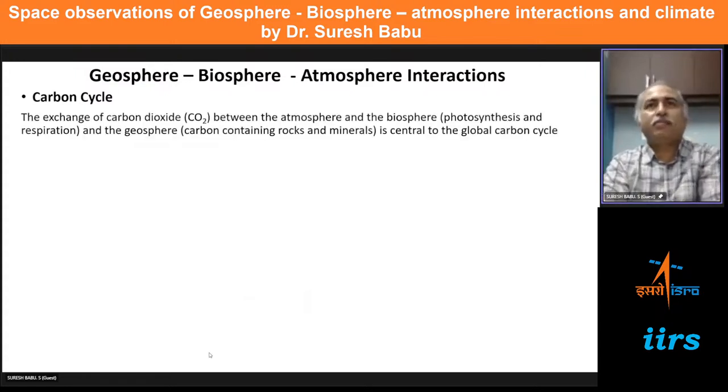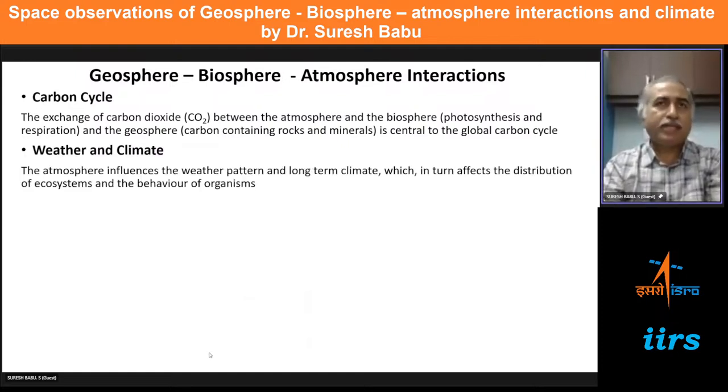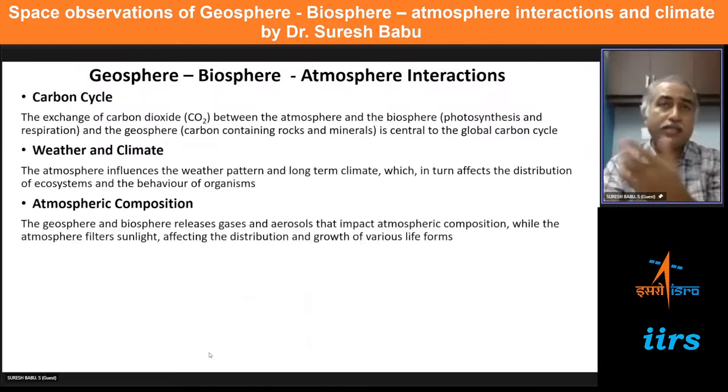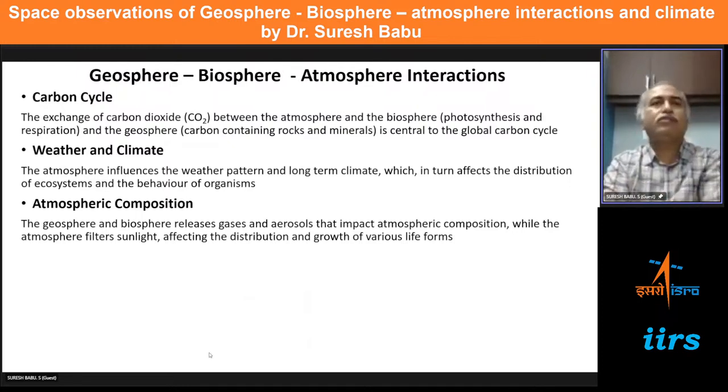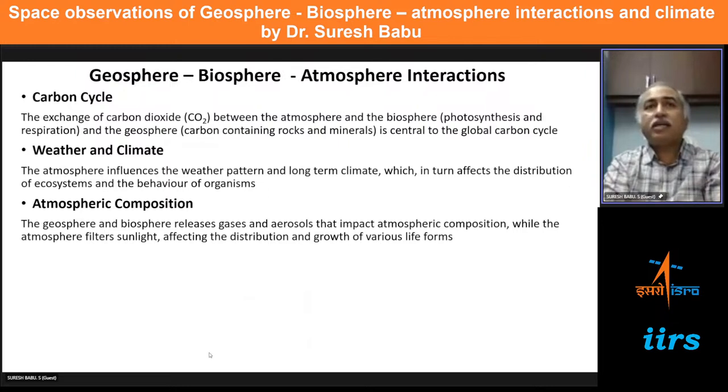We know that the exchange of carbon dioxide between the atmosphere and the biosphere and the geosphere is central to the global carbon cycle. In addition to that, there are weather and climate processes. We know that the atmosphere influences the weather pattern and long-term climate, and the change in the atmospheric composition is also very important. Both geosphere and biosphere release gases and aerosols that impact the atmospheric composition, and it affects the radiation balance.